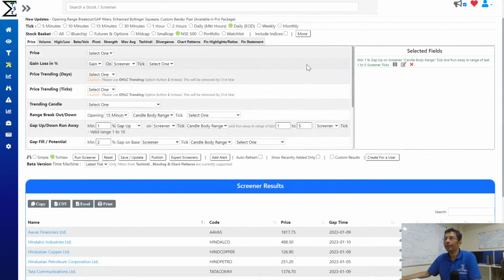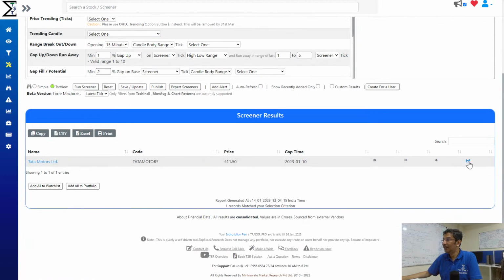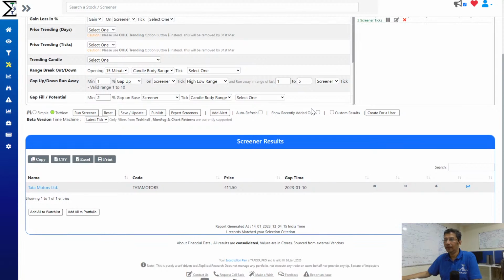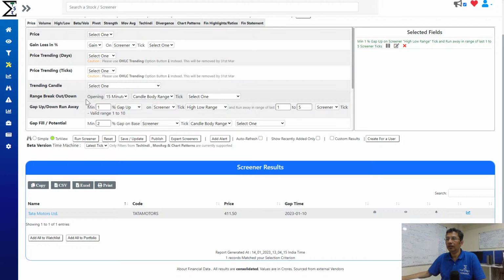If you're looking at the entire range, some of you would like to look at the entire range. So when you look at the entire range and run it, you'll see one stock where the gap up has happened, right? So the entire candle range from high to low, from this high to low, there was a gap up. So you have flexibility depending on what you believe, either the candle body range or the high-low range. Typically both work really well, right? Depending on where you get comfort level, you can use that, right? So this is a range breakout breakdown. You can work on body range or HL range, right?